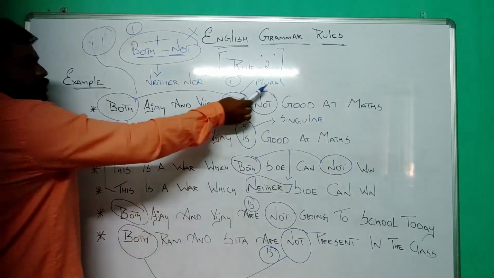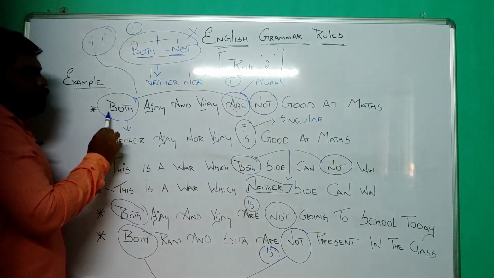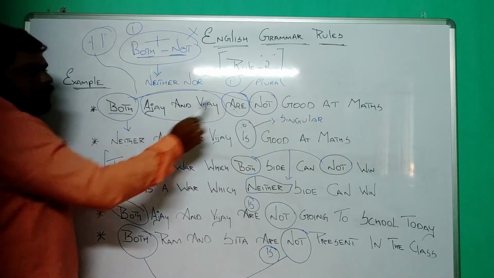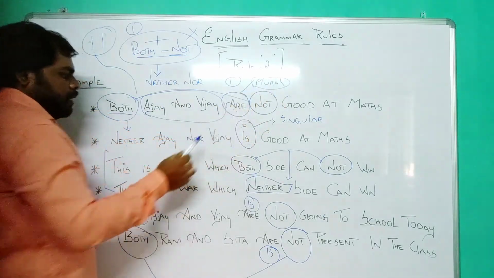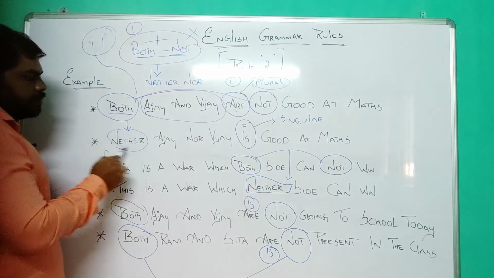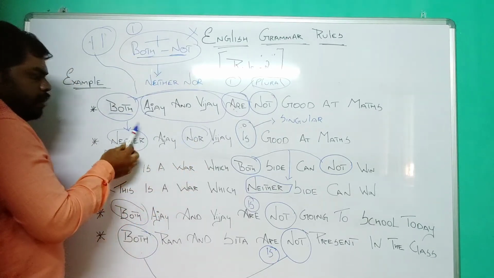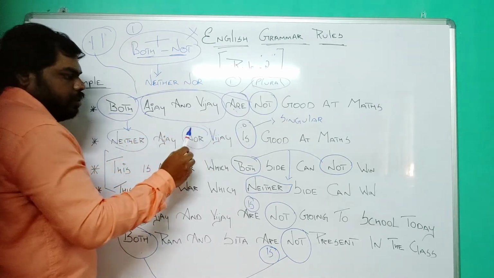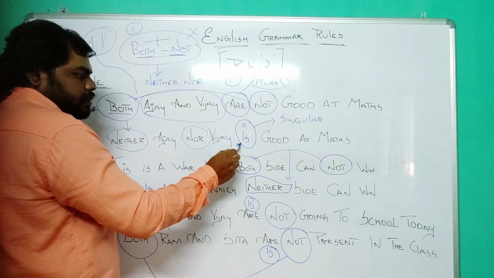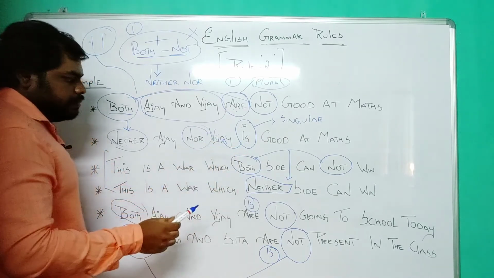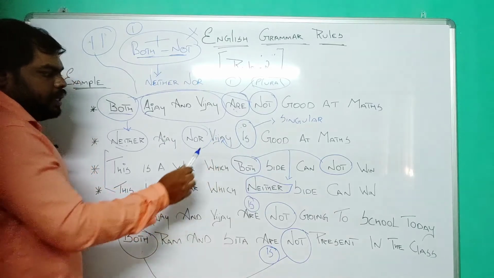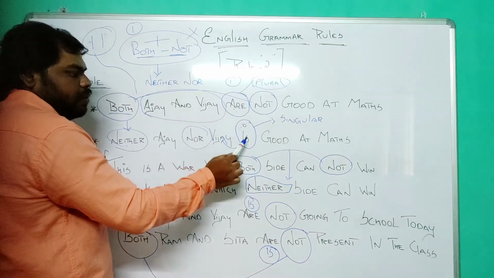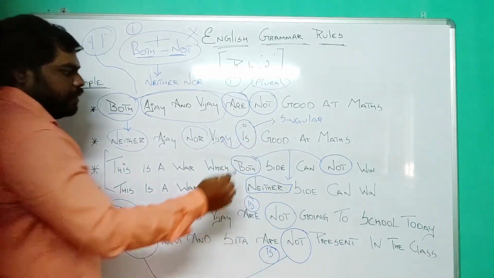Right? Why are we using a plural verb here? Because both is a word which indicates both Ajay and Vijay, and that's why we are using a plural verb for this sentence. But neither nor are words which indicate only one person at a time. Neither Ajay nor Vijay. So the verb should agree with the nearest subject. The nearest subject is Vijay, and Vijay is a singular noun. So we are using a singular verb here, right?